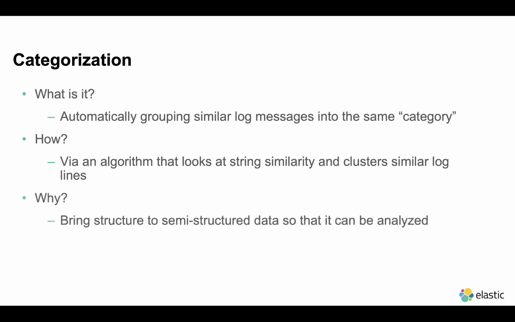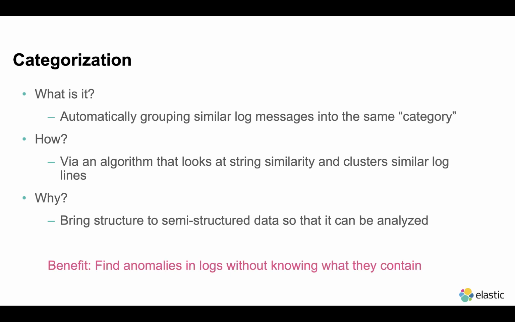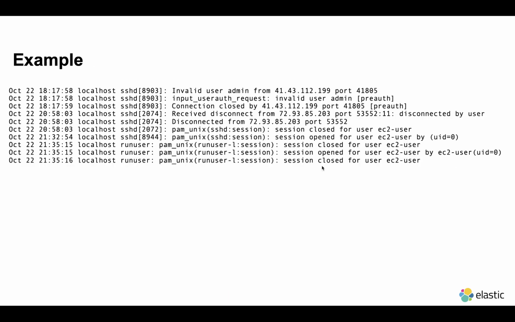You'd want to do this because we need to bring structure to otherwise semi-structured data so that it can be analyzed. And the real benefit here is that we can find anomalies in log files without knowing exactly what they contain. Let's look at an example. Here I have a log file from a Linux system. How would categorization work on this?